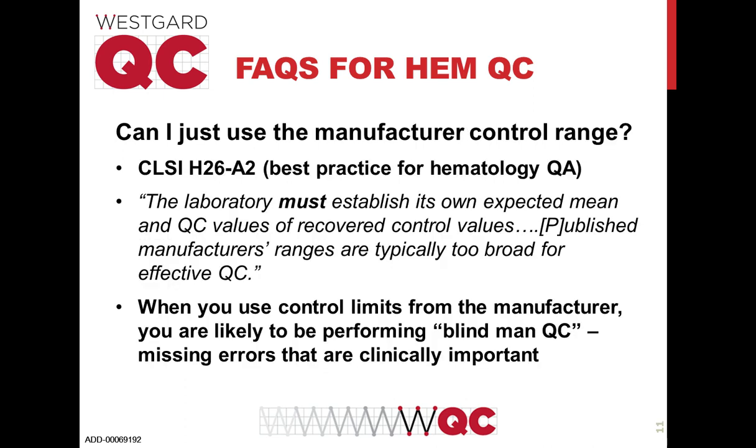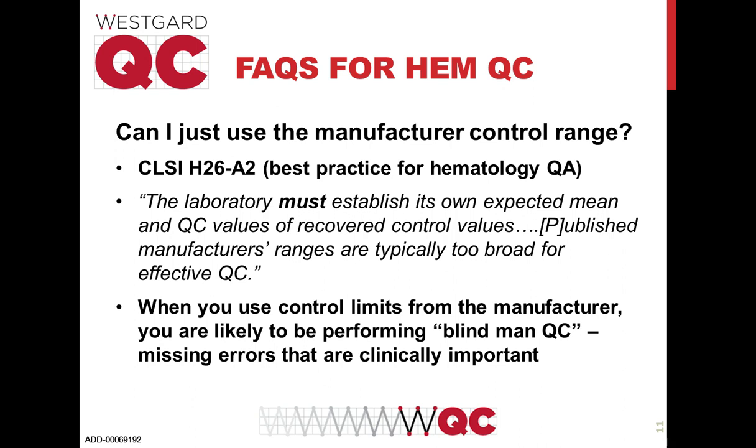And with hematology, it's very tempting to just use the manufacturer's control range. But the CLSI guideline, which states the best practices for hematology QA and QC, says that the laboratory must establish its own expected mean and QC values of recovered control values. And it specifically calls out the published manufacturer ranges. They are too broad for effective QC.